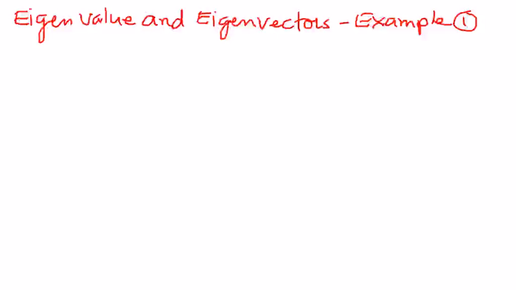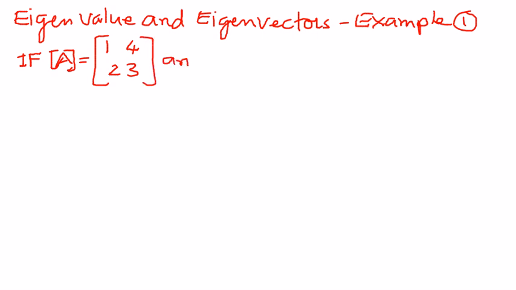Welcome to my presentation. In this presentation, let us look at some examples related to eigenvalue and eigenvectors. In this, let us take an example. In this example, let A be the given matrix, and the elements of this matrix are 1, 4, 2, and 3.